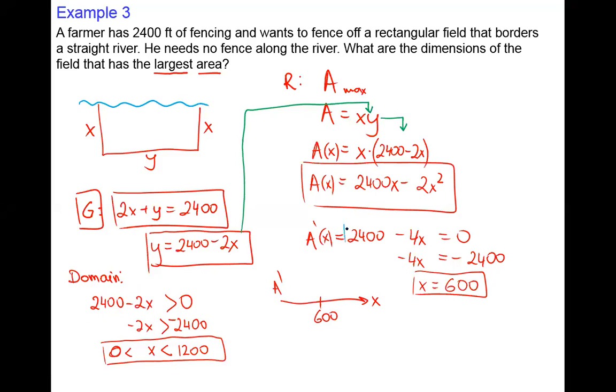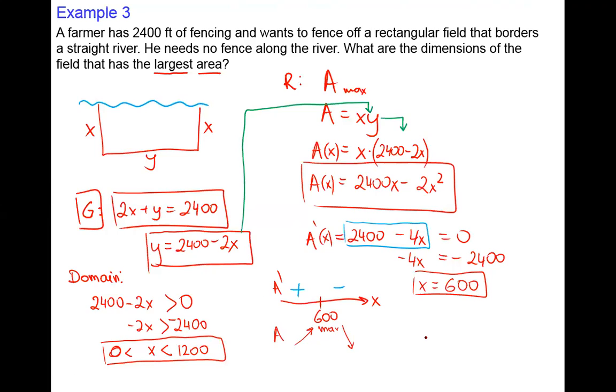Maybe I can use a different color, blue. If I put 0, 2400 minus 0 is positive. And if I put a huge positive number, it will give me negative. That means my function behaves like that, increasing, decreasing. This is definitely a maximum. And again, it's the only number that I can use. That means this is the absolute maximum on that interval.